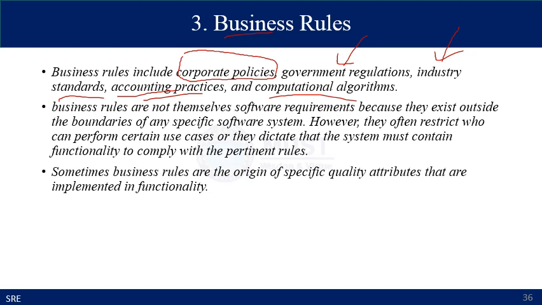However, business rules are not software requirements because they exist outside the boundary of any specific software system. However, they often restrict who can perform certain use cases, or they dictate that the user must contain functionality to comply with the pertinent rules. Sometimes business rules are the origin of specific quality attributes that are implemented in the functionality.